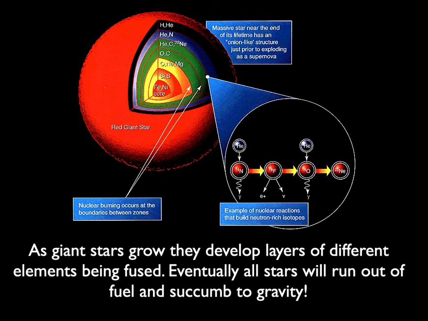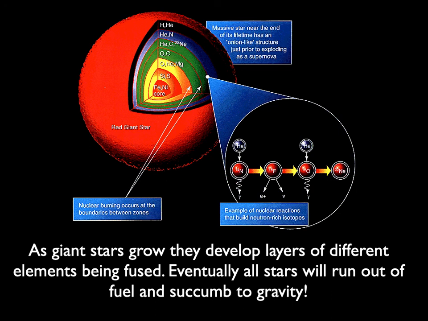Each shell is fusing something that's making ash that's falling to the shell beneath it, which is fusing into something that's becoming ash for the shell beneath it. So it's this really interesting process where the star is burning, if you will, from the center outwards, and each layer is making the stuff that the next layer down needs to burn.